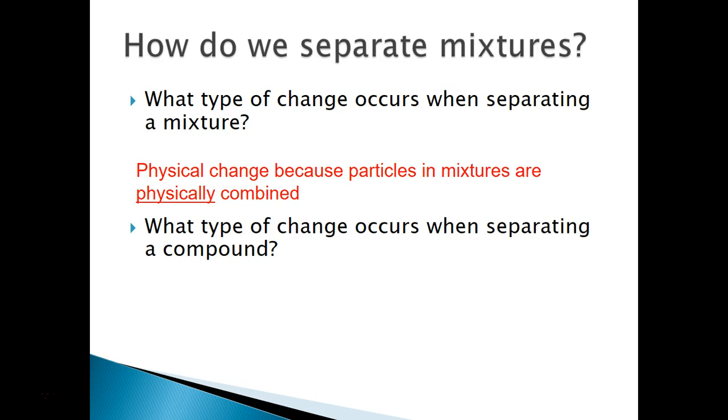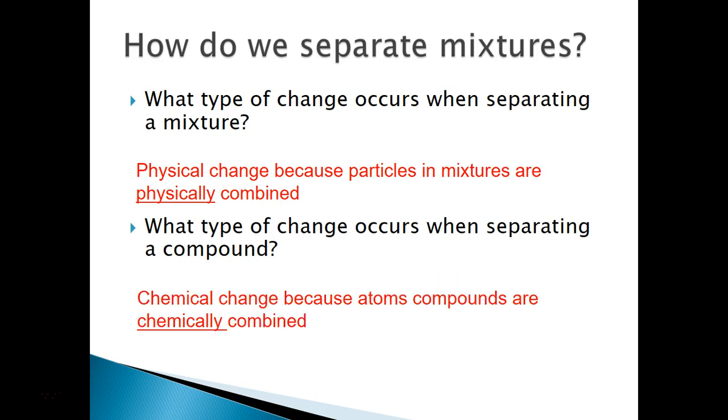One of the examples of mixtures I gave you in topic 1.1 was raisin bran. Now, if I want to separate the flakes from the raisins, all I need to do is pick the raisins out of the cereal. That is a physical change. Now, when we separate a compound, we have to actually undergo a chemical change because the atoms in compounds are chemically combined together.